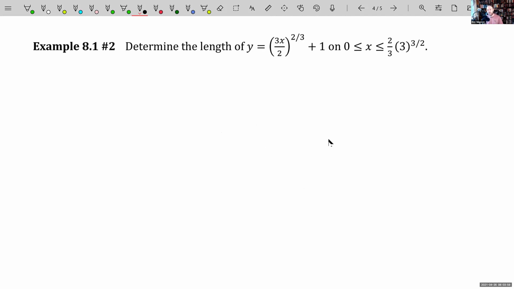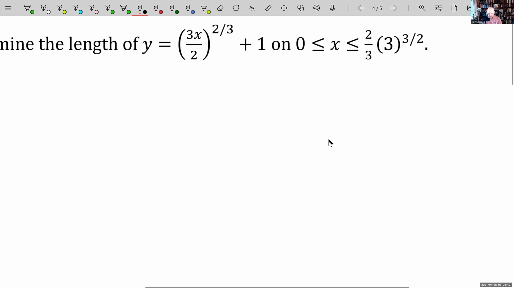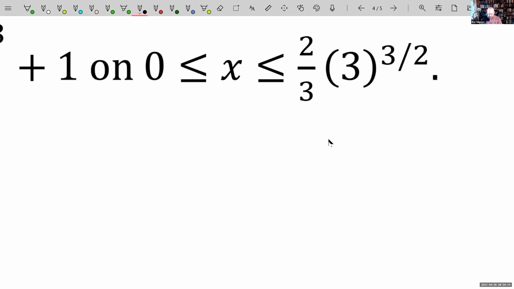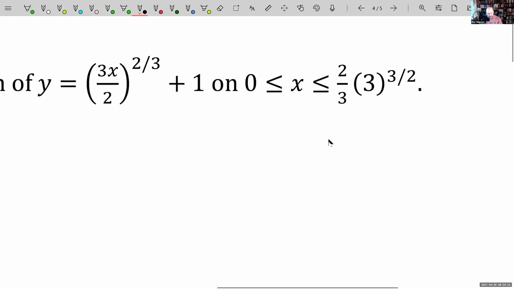Determine the length of this curve. Now, this problem can be done 2 different ways, and we can go ahead and do it both ways. So determine the length of this curve on this terrible looking interval. Look at that interval. It goes from 0 to 2/3 times 3 to the 3/2. There's a very specific reason why it goes to that terrible number. It's because it's clean if you do that.